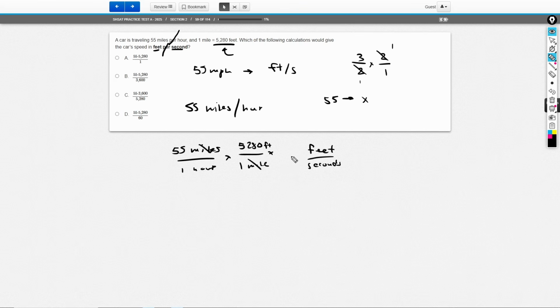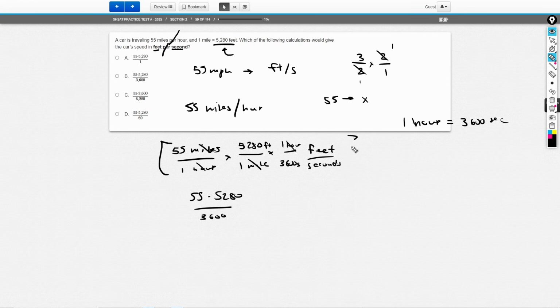Now, in order for us to convert hours into seconds, just know that 1 hour is equal to 3,600 seconds. So I'm going to multiply this by 1 hour over 3,600 seconds. I have an hour in the numerator, hour in the denominator, and I'm left with 55 times 5,280 divided by 3,600, right? That's going to be our unit conversion in this case.